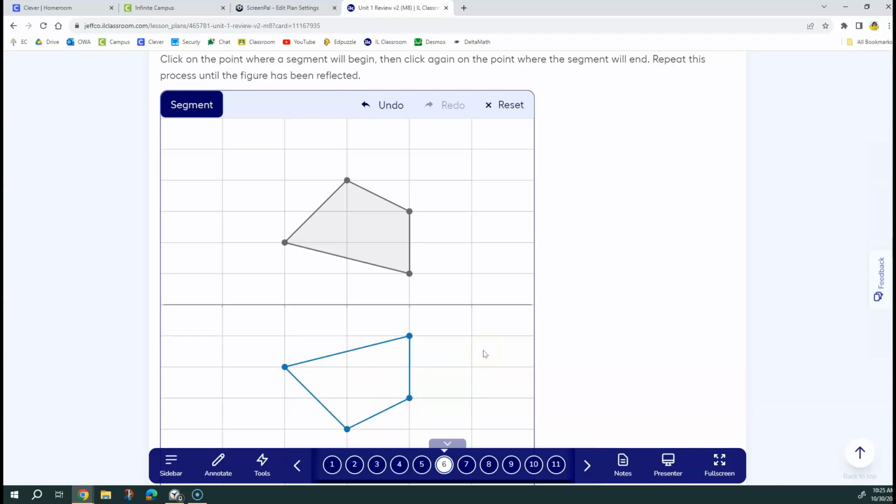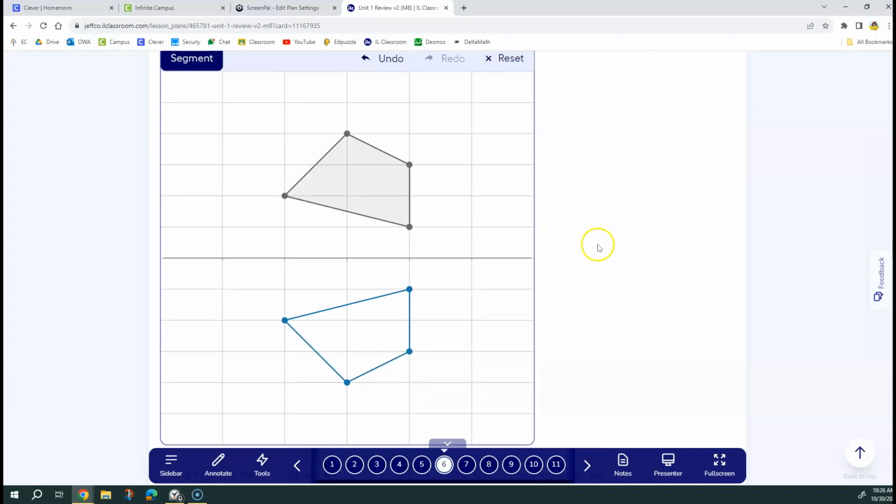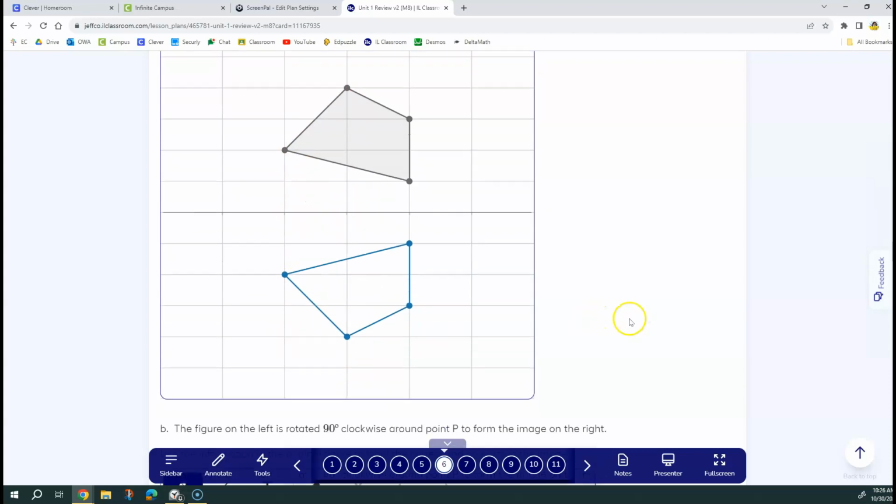If the whole figure isn't coming together, just click between the 2 points where you want the line. Don't forget, your undo will undo the last piece. The reset will reset the whole thing and erase all of it. And as you can see, if I could fold right here, then each point would line up exactly. It's a reflection.